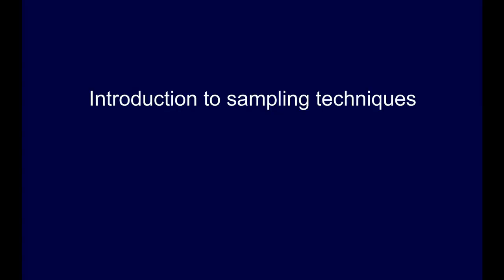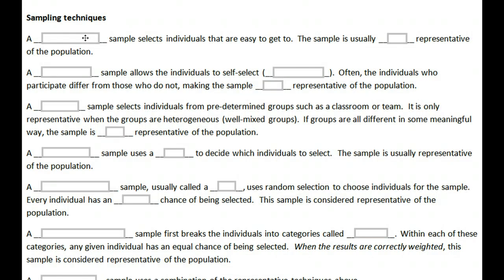Whenever you're going to ask only a few members of the population instead of everyone, you need to have a strategy on how to pick how you're going to sample. So continuing on with some of the fill in the words on the sheet, we're going to look at the sampling techniques section. A convenient sample selects individuals that are easy to get to. This sample is usually not representative of the population.